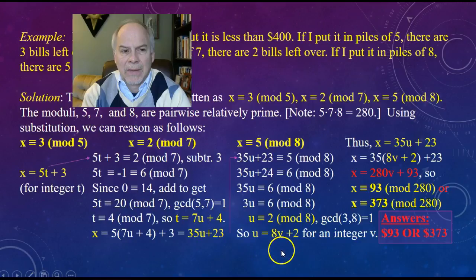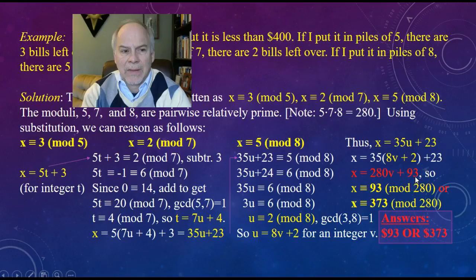So now, taking this congruence, u is congruent to 2 mod 8, I know that when I divide u by 8, the quotient is v, let's say, plus a remainder of 2. So I can write u equals 8v plus 2, all right? And then I'm going to put that into my equation x equals 35u plus 23, the previous equation for x. And I'm going to replace the u with 8v plus 2. So that's what I did here. 35 times 8v plus 2 plus our 23 on the end. And you distribute there and simplify, and you get 280v plus 93.